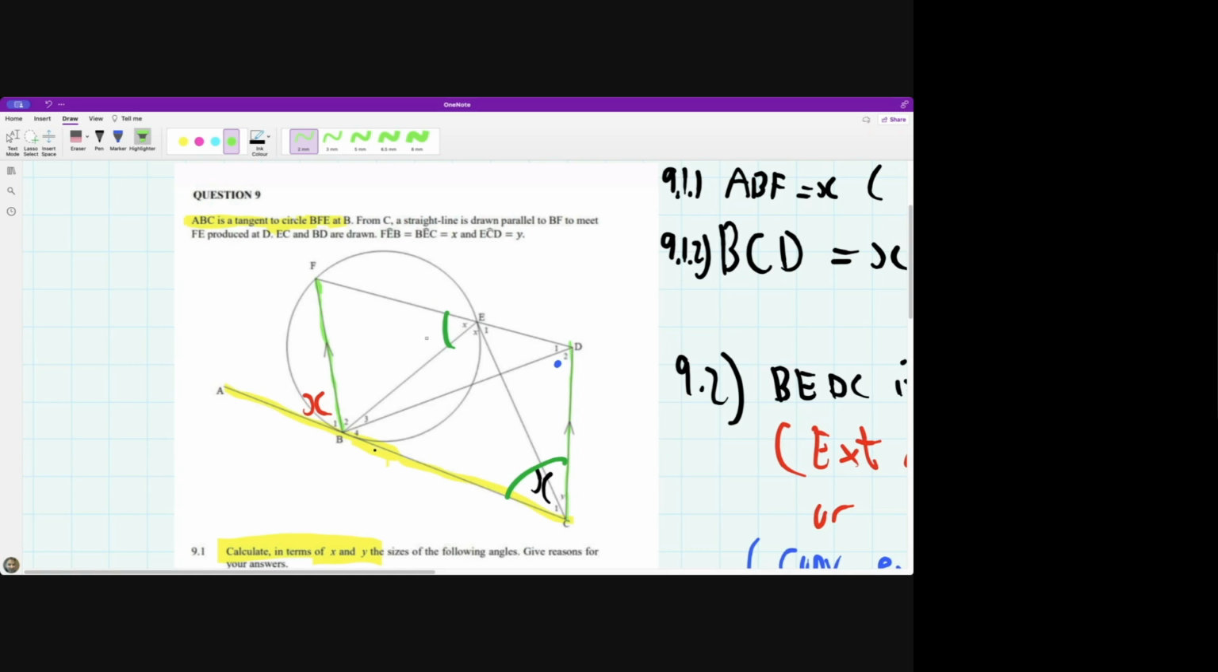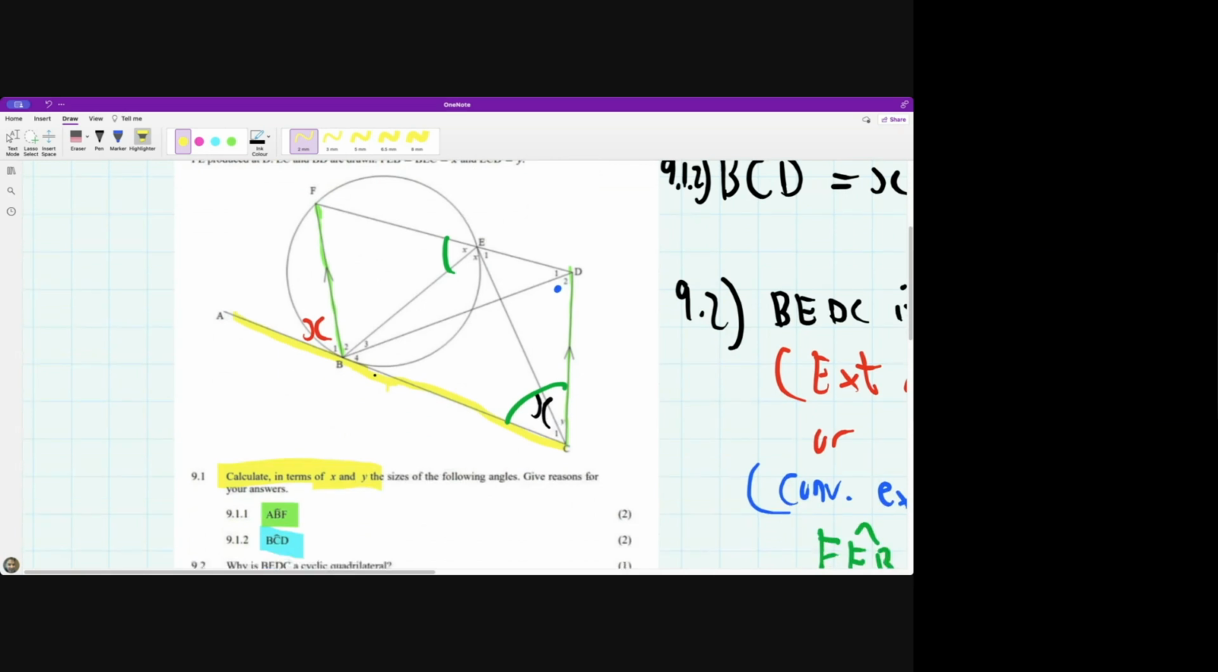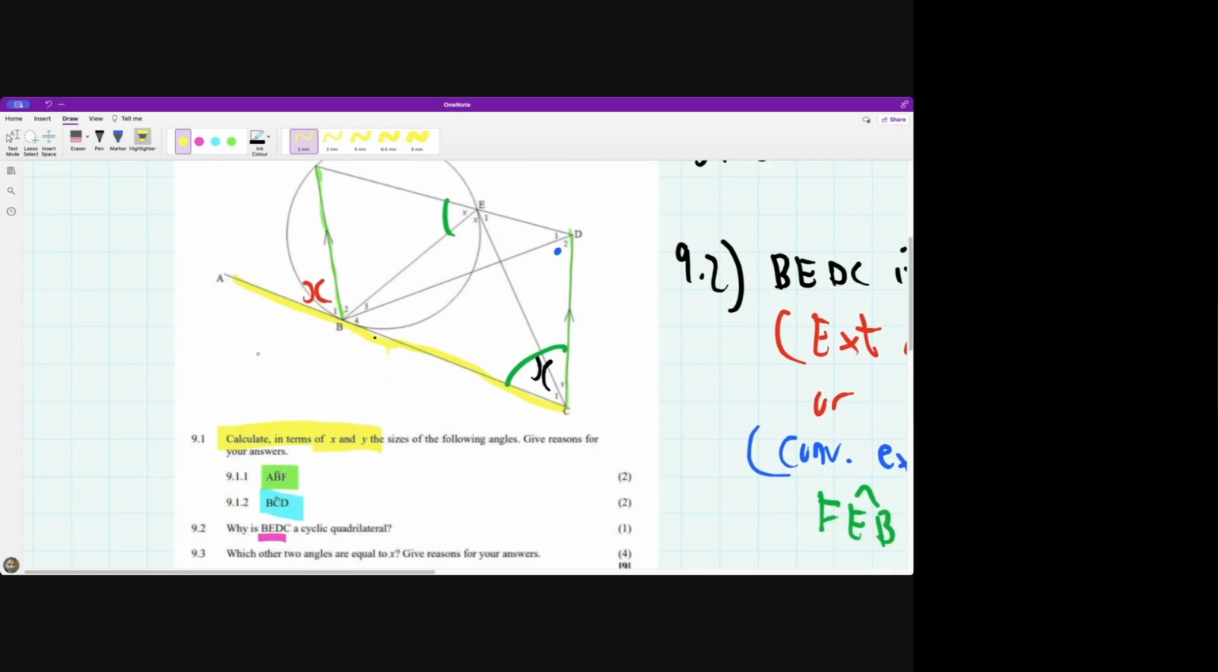Okay. So give me a thumbs up if you understand the yellow thing I drew, and then you also understand the parallel lines that I was showing you here. Okay, now there's some other stuff here, but we'll get to that in a moment. Okay, it says, calculate in terms of X and Y the sizes of the following angles. Give reasons for your answers.